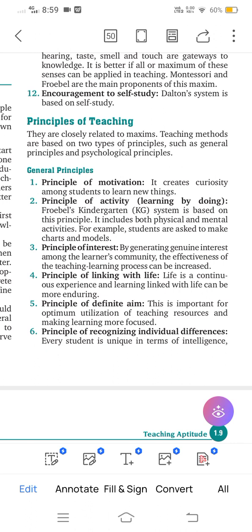The principle of linking with life. Life is a continuous experience, and learning linked with life can be more enduring. Then, principle of definite aim. This is important for optimum utilization of teaching resources and making learning more focused.